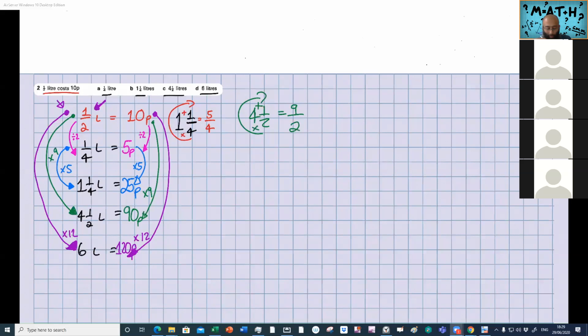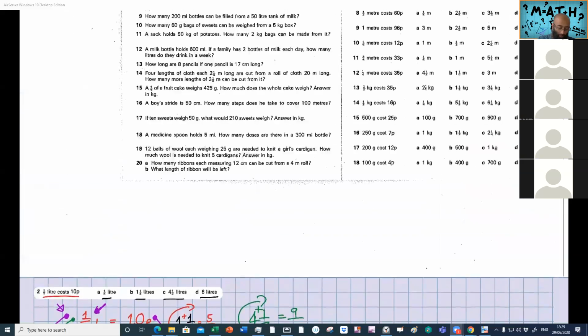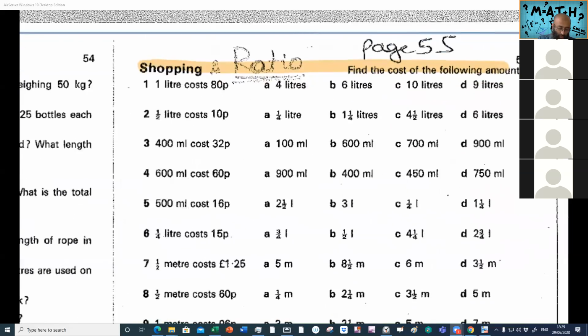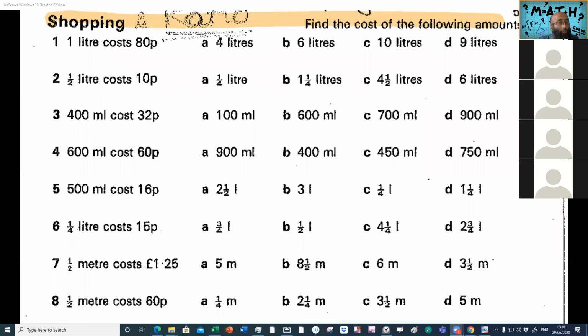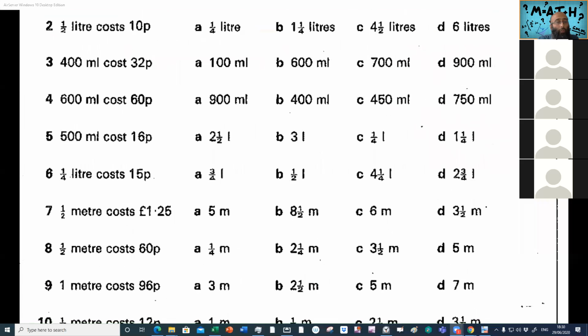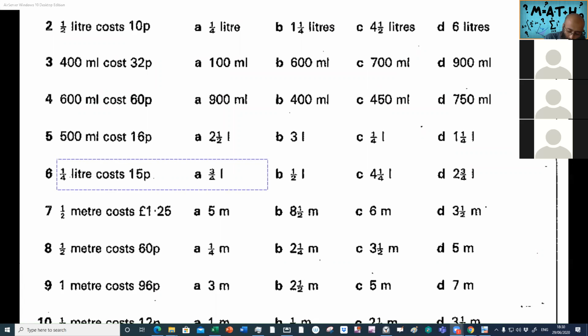Now, do you want me to do one more example from this exercise first before I go back to do the other questions? Should we do one more example? Yeah. Okay, let's choose something different then. Okay, let's get back to the exercise. Let's have a go at question number 6. Okay, somebody's just left the classroom. I think that's Ibrahim. He's always leaving the classroom.